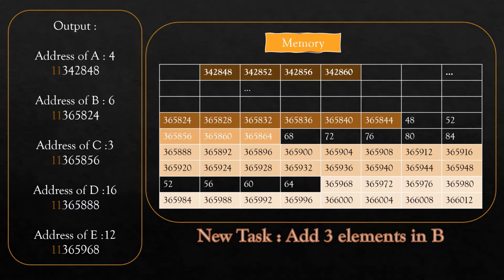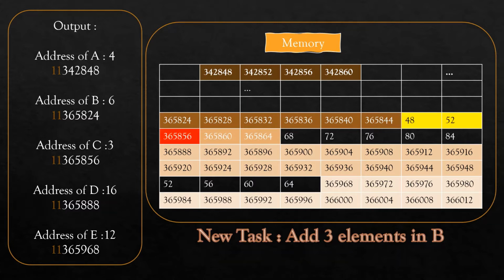A, B, C, D, and E are lists composed of many integers. A stores 4 integers, B 6 integers, and so on. The empty spaces are represented in black. B is a list which is composed of 6 elements. Now a new problem statement arises wherein B requires 9 elements in it. So we need to add 3 elements in B.